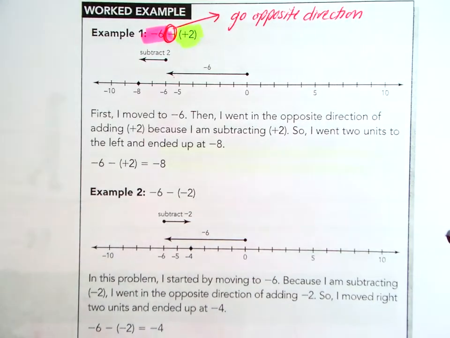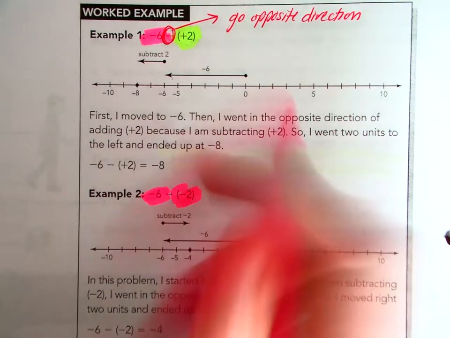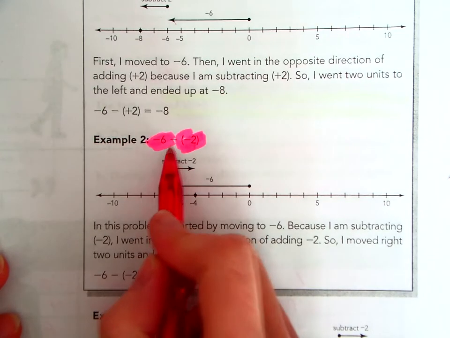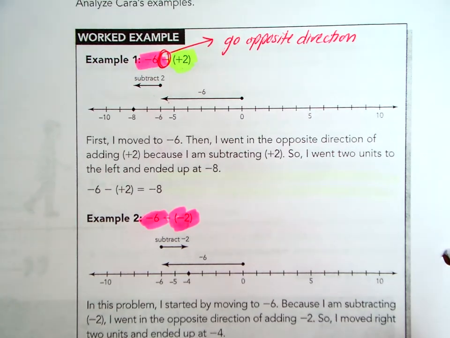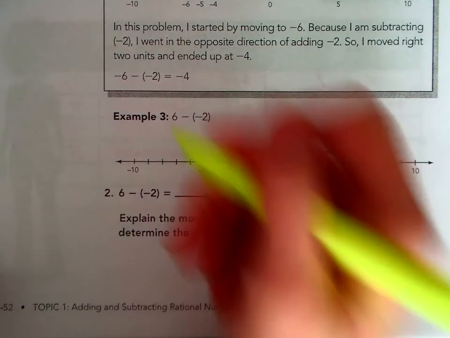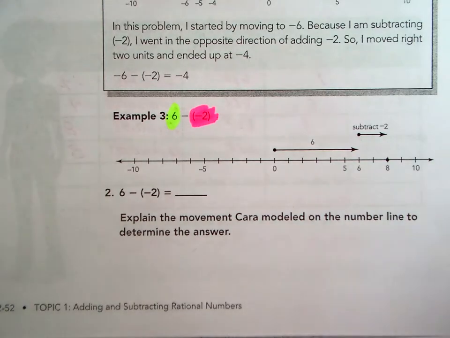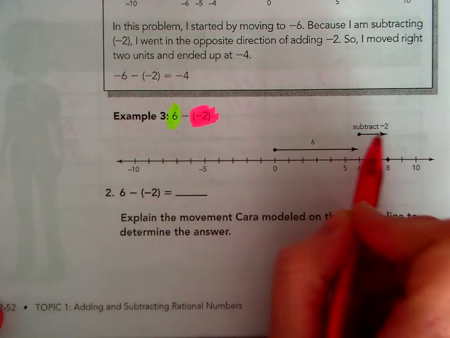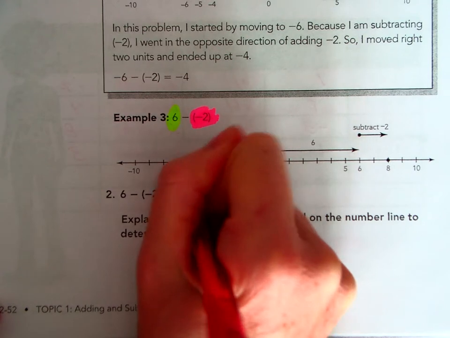The next example was a negative subtract a negative. So I'm going to go left, and then I'm going to go the opposite of going left, which means to go right. Then they did a positive subtract a negative. In this example, I go to the right 6, and then I go the opposite of going left 2. So I go right 2. So I'll go right and more right, which landed me at 8.